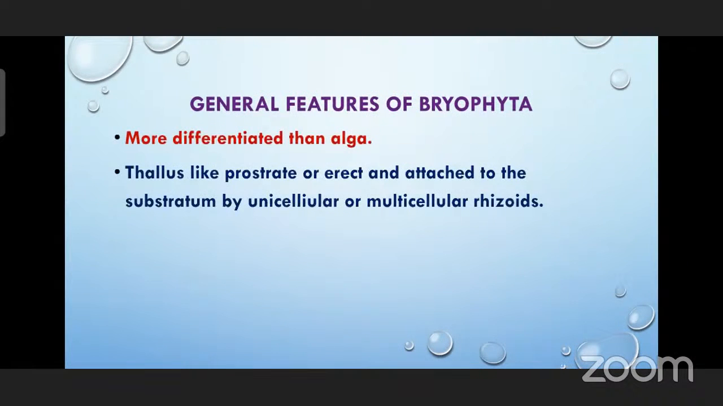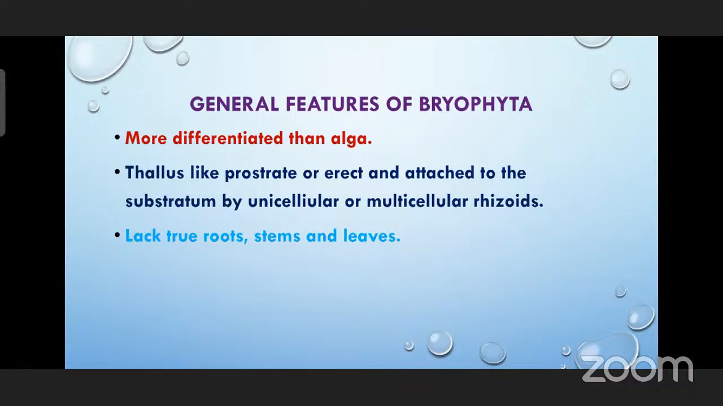These are much more differentiated than algae, with a thallus-like body, prostrate or erect, attached to the substratum by unicellular or multicellular rhizoids. These are not tall trees or huge big trees. They are just small, and they get attached to the substratum, and either unicellular or multicellular rhizoids will be present.